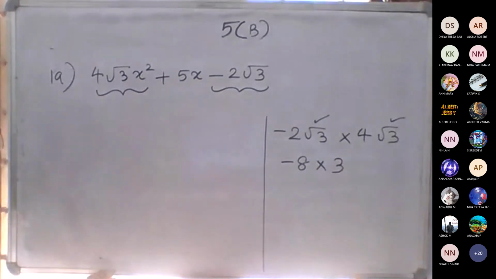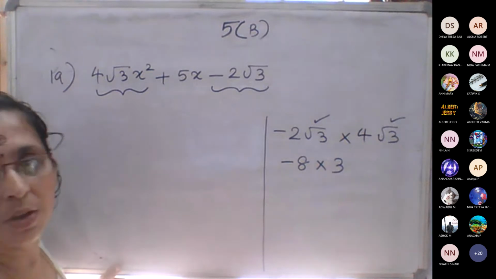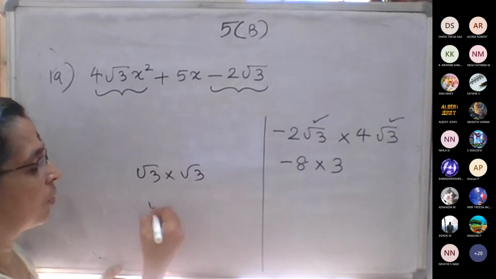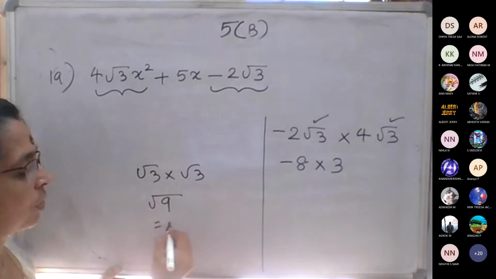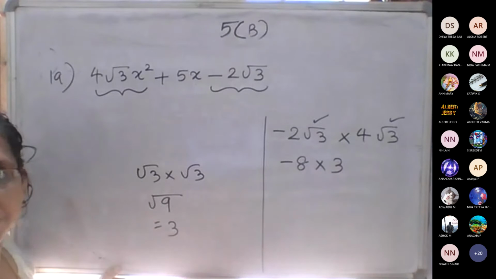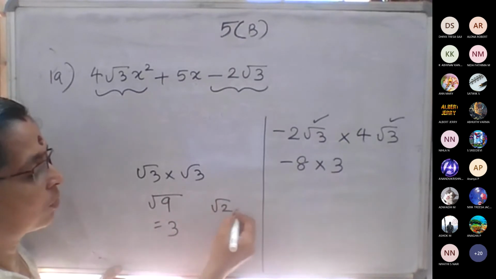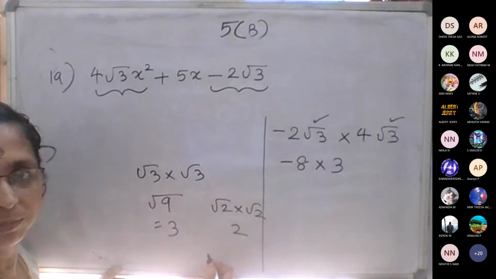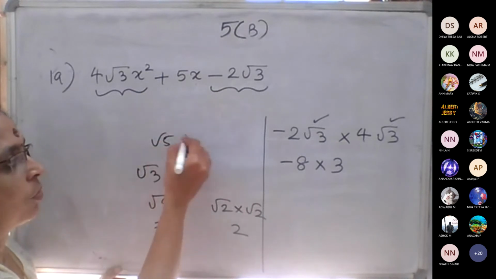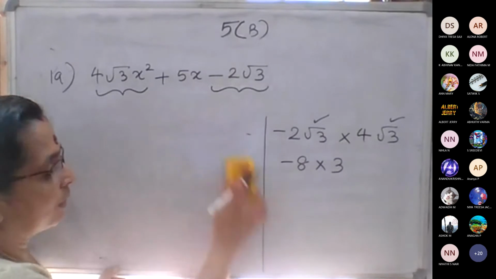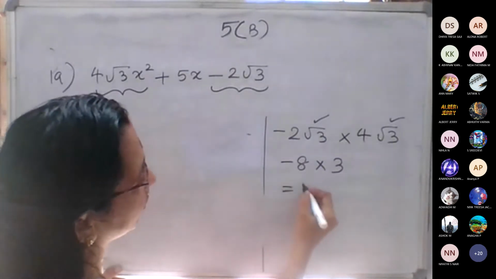Root 3 into root 3 is what? 3. Root 3 into root 3 means root 9, and root 9 is 3. So directly root 3 into root 3 we can write as 3. Same way, root 2 into root 2 is 2. What about root 5 into root 5? 5. So dash into dash will be what? Negative.